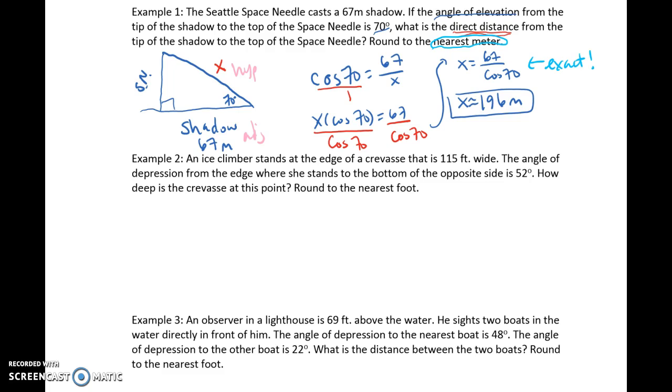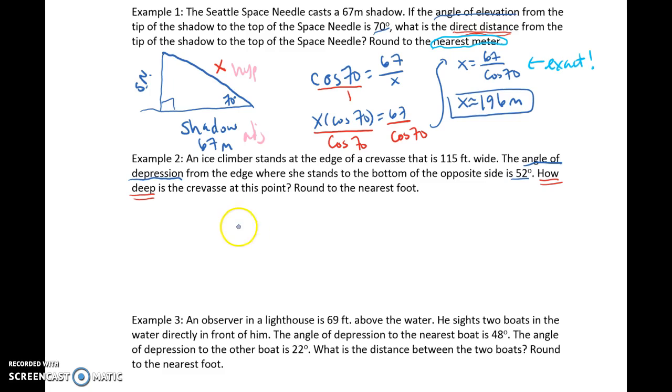We've got an ice climber standing at the edge of a crevice, and a crevice is basically like a ridge, a cliff, right? That's 115 feet wide. Our angle of depression is what we want to look at now, so we're looking at an angle of depression, not elevation. From the edge from where she stands to the opposite side is 52 degrees. We want to know how deep is this crevice. So, how would we depict this picture? Because we want to be able to create a right triangle out of this so we can do SOHCAHTOA.